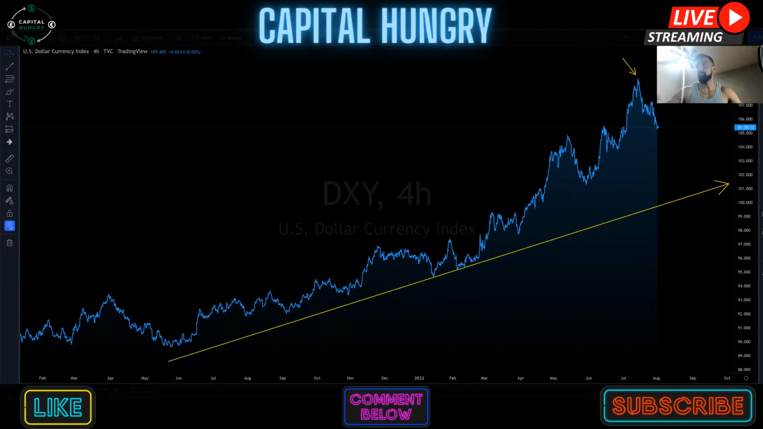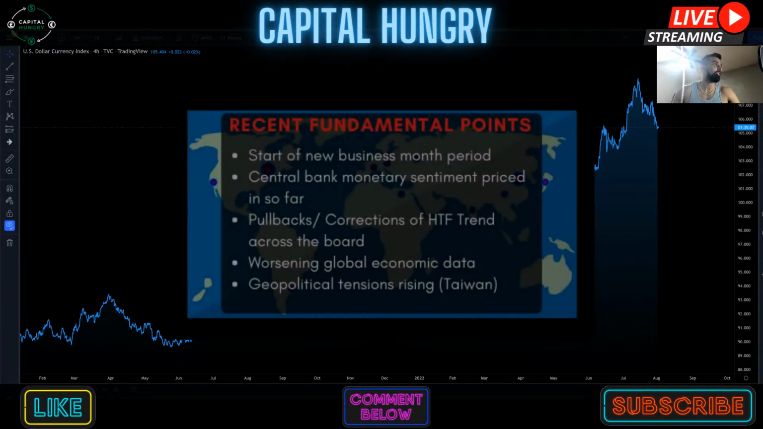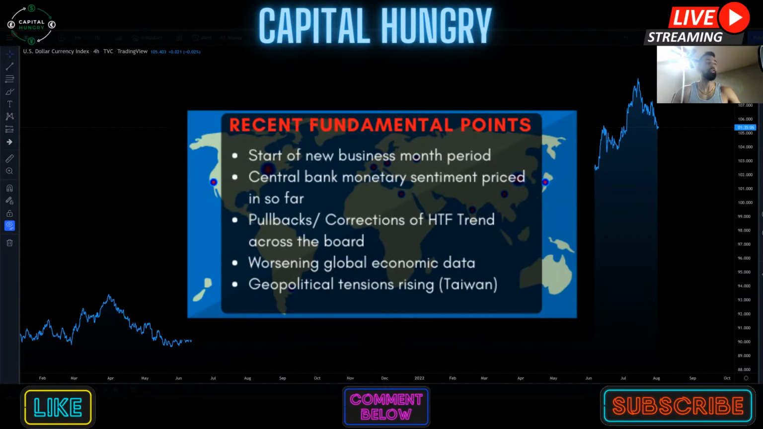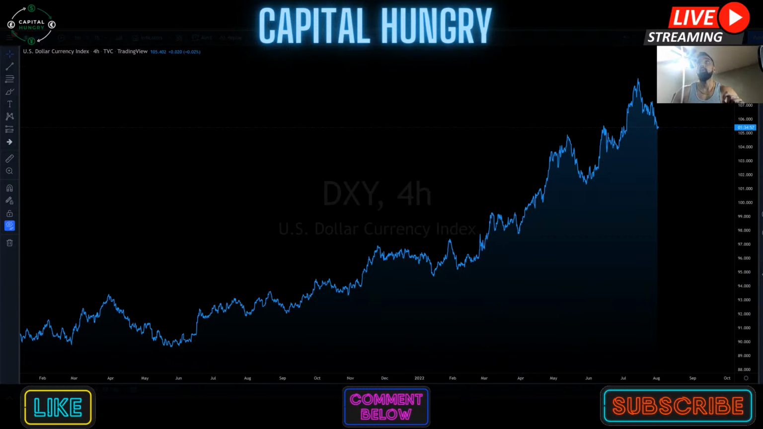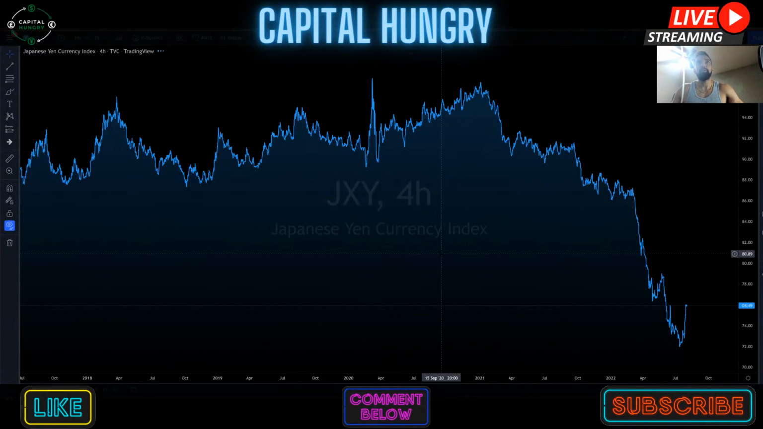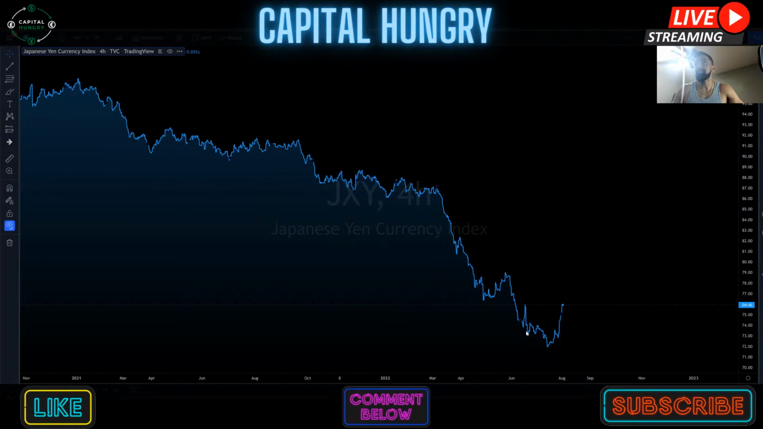Yeah, and perfect solution. Like I stated to everybody, read the third thing in this point here. Pullbacks and corrections of higher time frame trend across the board. When we're looking at the Japanese yen individually here, is the Japanese yen higher time frame bullish, or just having a short-term pullback from the lows? Does everybody understand what we're talking about?